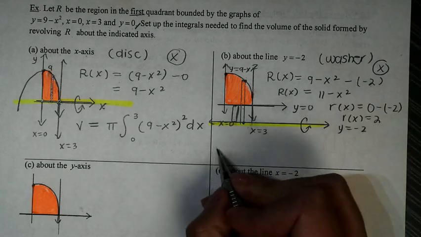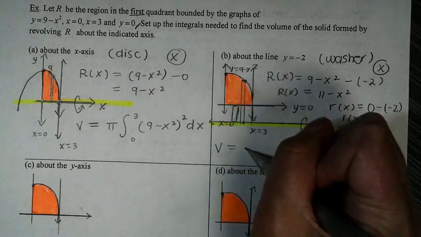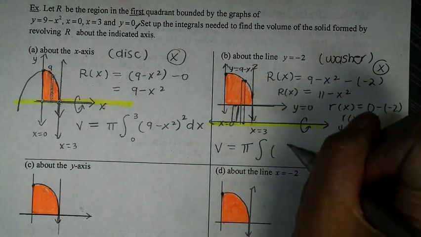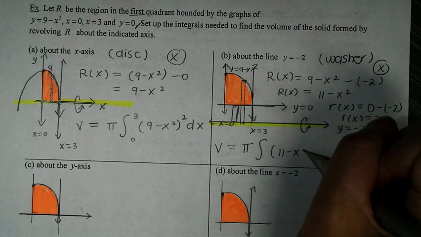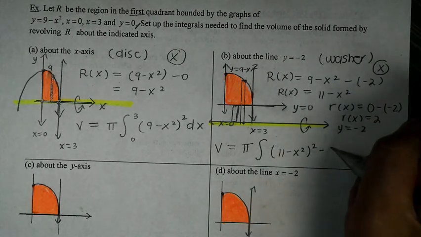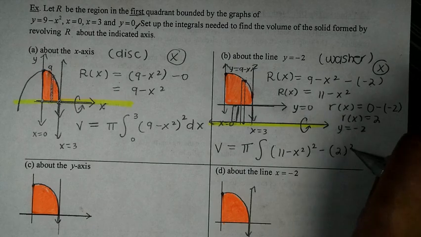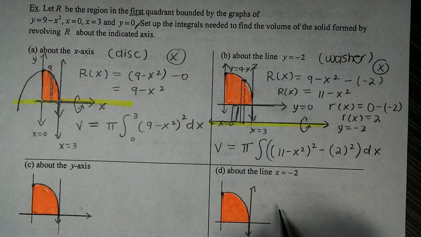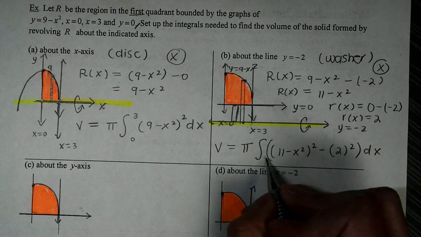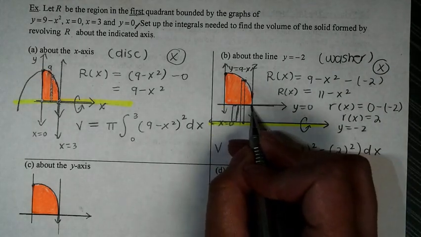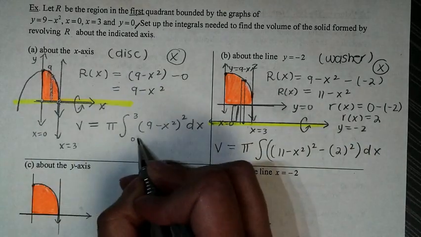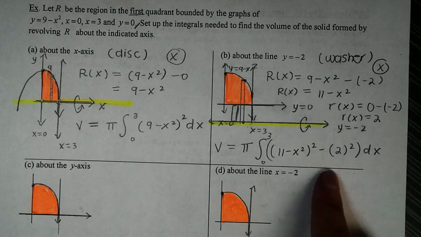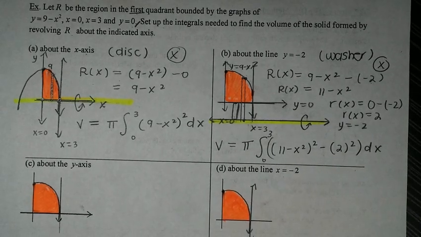So when you set up your integral, V is going to be equal to pi integral, and then you have big R, which is going to be 11 minus x squared, minus small r, which is just going to be 2 squared, and all of this dx. Now the question is, are the limits of integration changing? Do you see that the x's change from here or here? No, the x's are the same because we're working with the x's. Everybody happy with that? So you have that for the washer.